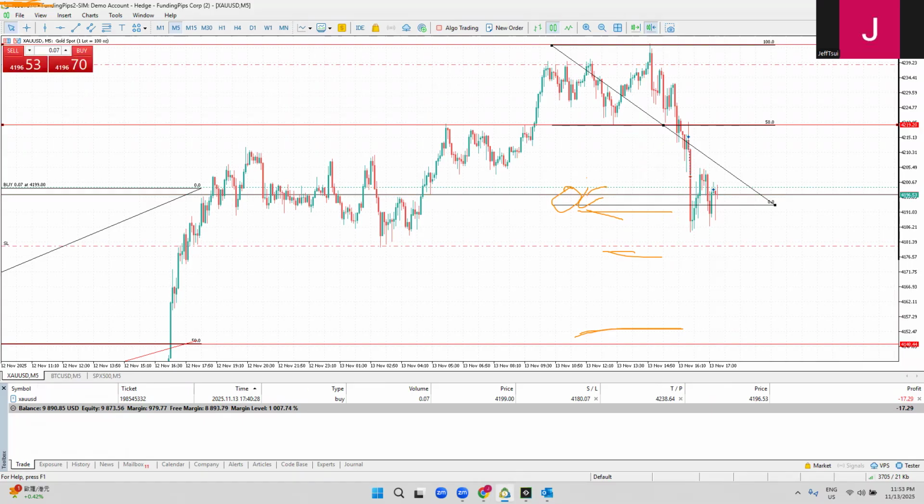Today is a bit rough for me, and at least I got one winning trade. Let's call it a day.